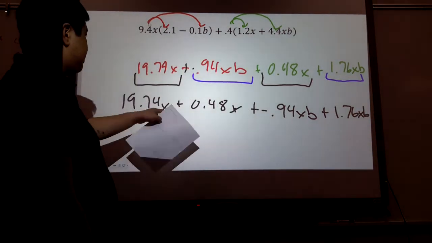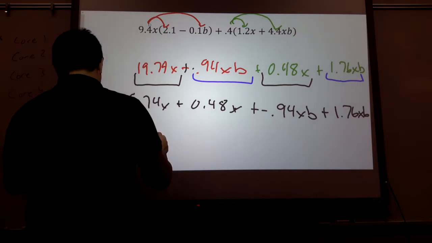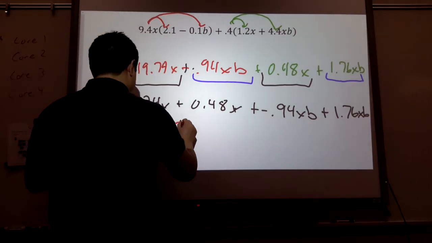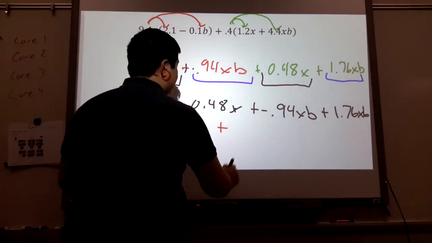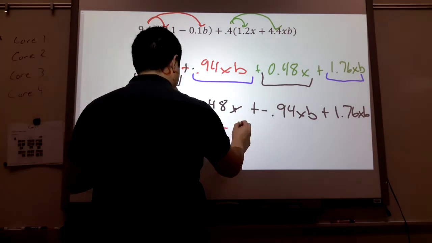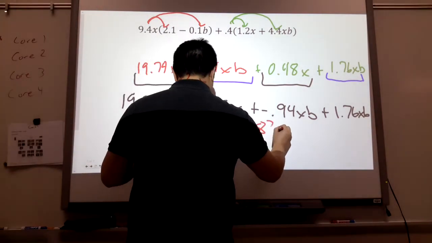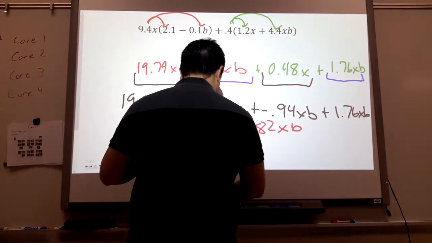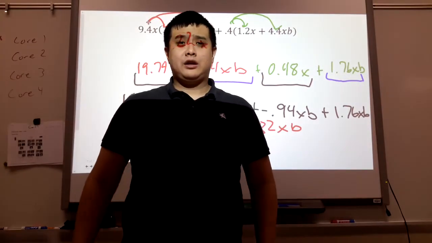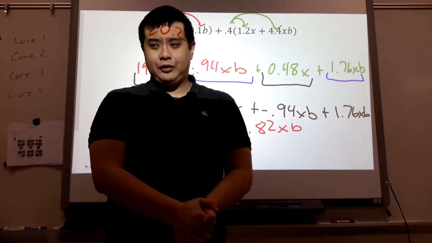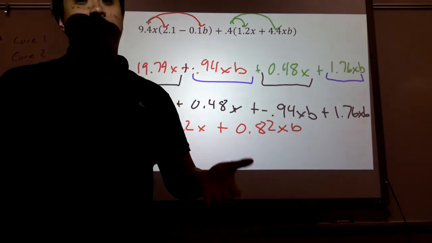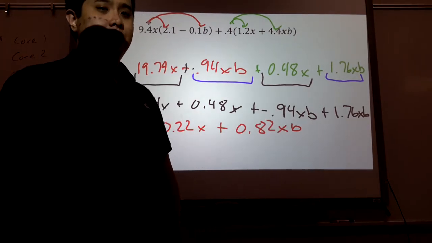So when we combine these two terms, we get 20.22x plus, and then we have these two terms. When added together, we get 0.82xb. Hope you will be able to understand what's going on here. Remember, this is simply the same thing except for with decimals and fractions.